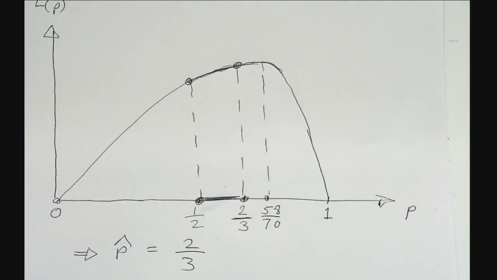Is that clear, guys? When I say restricted domain approach, what you need to do is to graph the likelihood function and look for the largest point of the graph over the restricted range. In this case, the restricted range is from half to 2/3. Over this range, the largest point of the graph is at 2/3, and therefore this is the MLE. Are you guys okay?